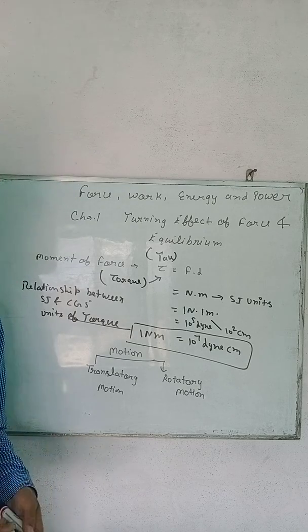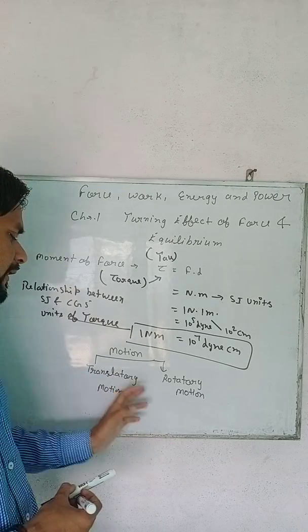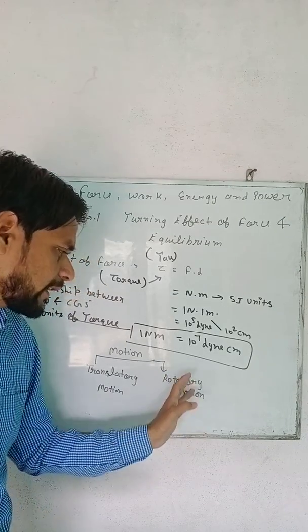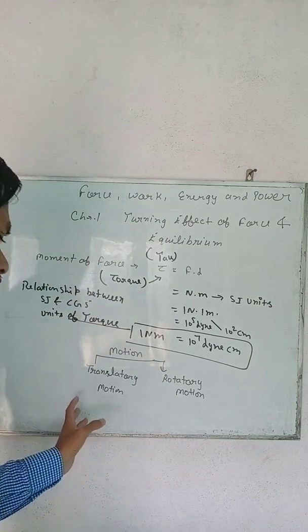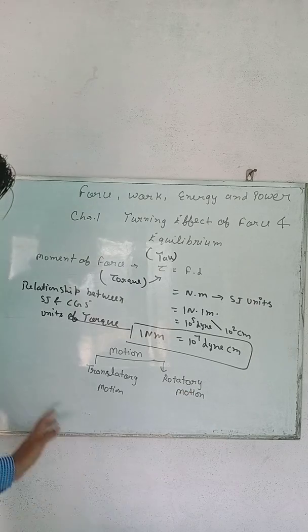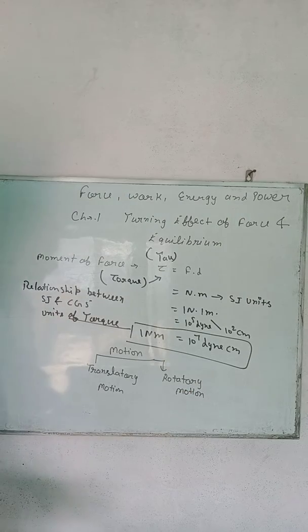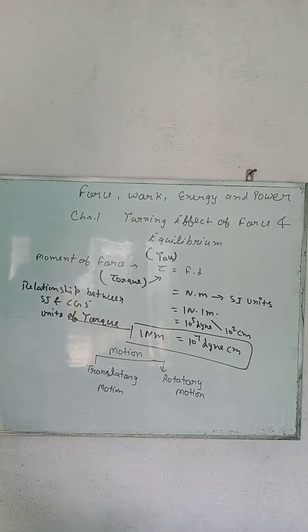Now the second topic, motion. There are two types of motion present in physics: firstly translatory motion and secondly rotatory motion. What is translatory motion? The motion along a straight path, in which all parts of the moving body move uniformly along a straight line, is called translatory motion. Examples: a man running, a bullet fired from a gun.